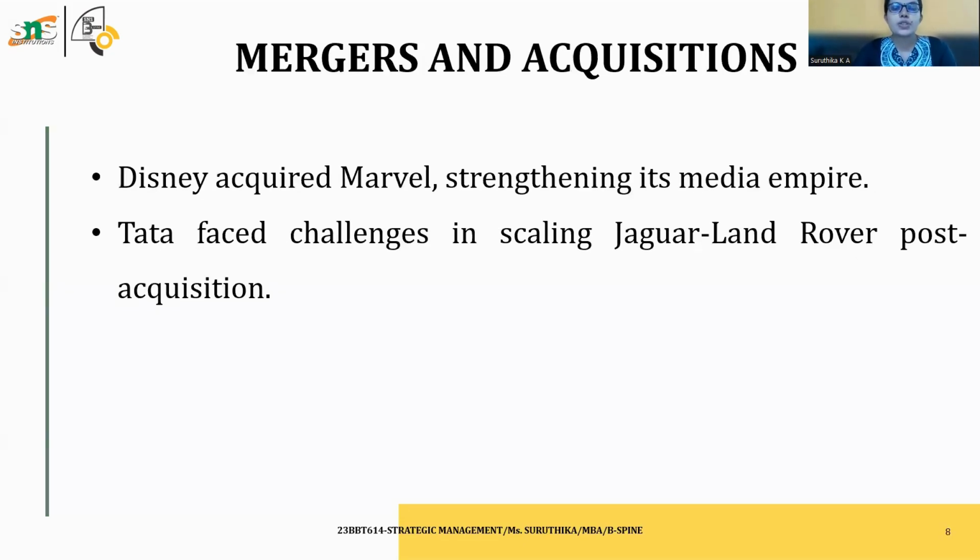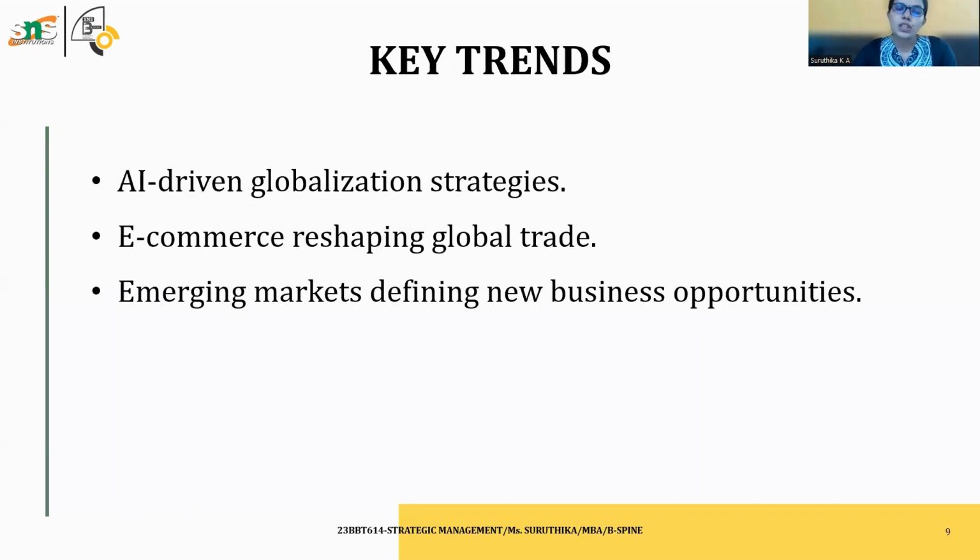Mergers and acquisitions is another way through which internationalization may happen. Like Disney acquired Marvel, Tata acquired Jaguar Land Rover, etc. In recent times, there have been several key trends in internationalization, like globalization becoming AI driven. AI tools are making globalization very easy. E-commerce is on the rise, so global trade is again becoming very easy through e-commerce platforms. There are a lot of new business opportunities coming up, so it's very easy for businesses to globalize themselves.